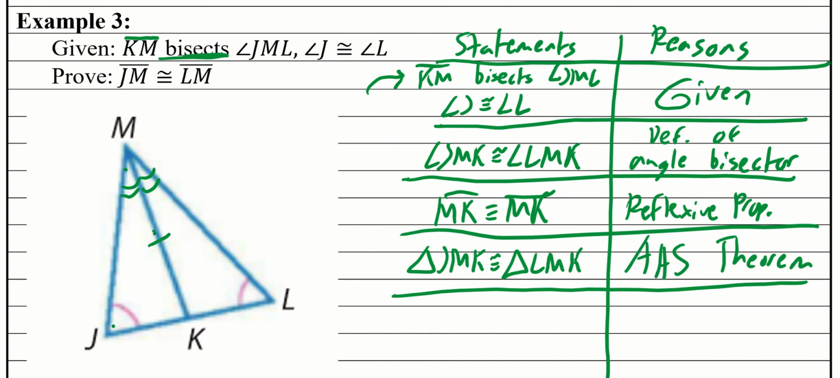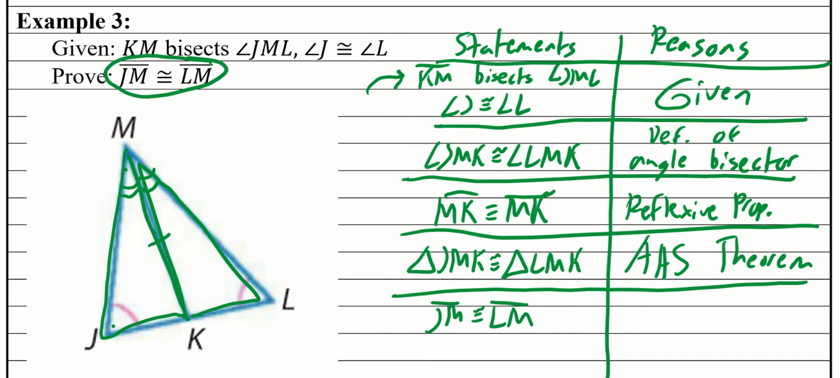Okay, so we've said this, and like I said, usually we'd be done here, but that's not what we're trying to prove. It wasn't asking us to prove that the triangles are congruent. It was asking us to prove that these two sides, JM and LM, were congruent to each other. So now I can say that. I can say JM is congruent to LM. And what is my reason? We said this before. The fact that we proved that the triangles are congruent means all the little pieces are congruent as well. So this is what we call CPCTC.